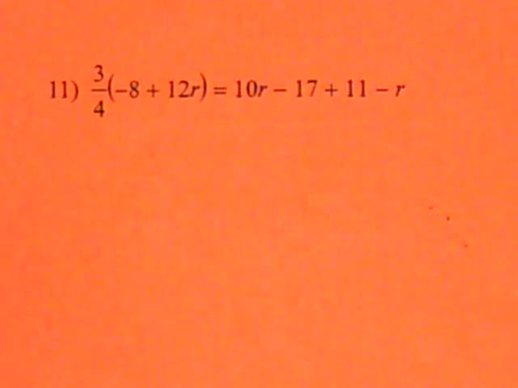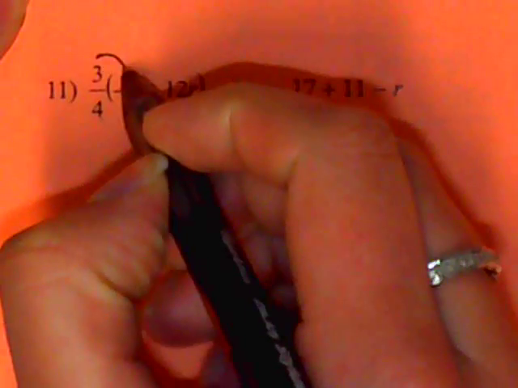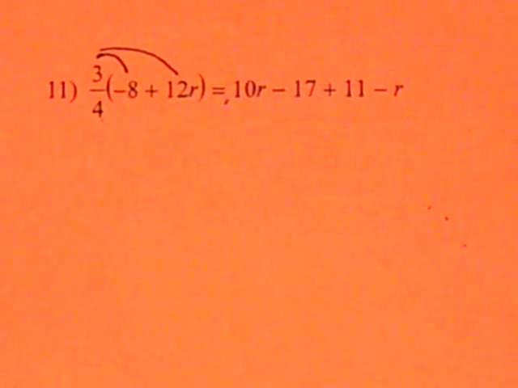Okay, so on number 11, we're going to check to see if there's any distributing or combining of like terms. On the left side of the equal sign, we have the distributive property. We need to take 3/4 of -8 and 3/4 of 12.